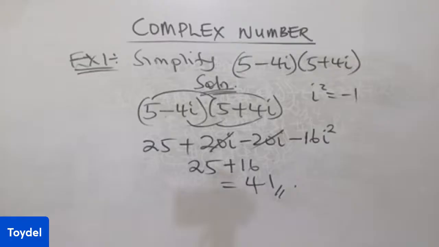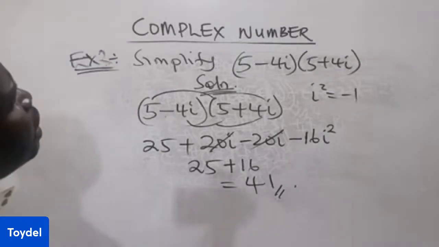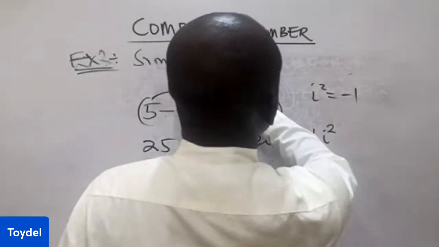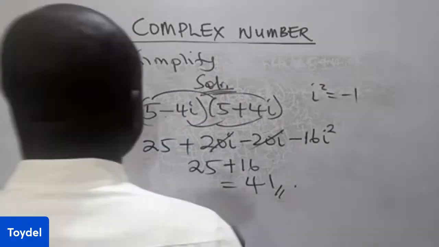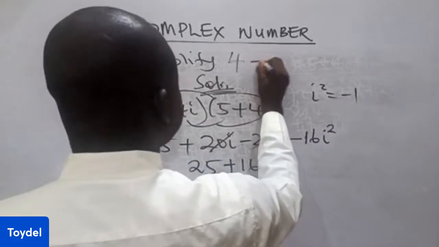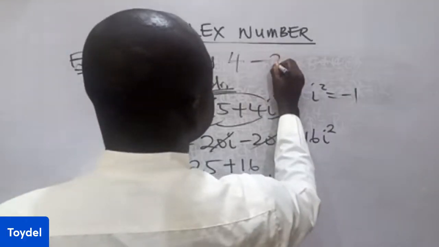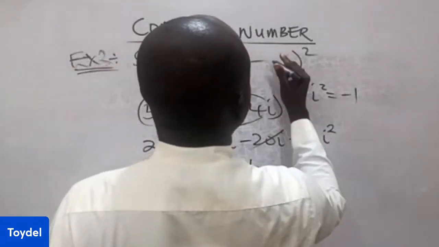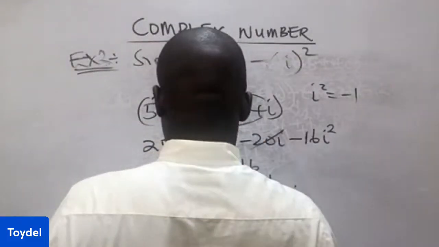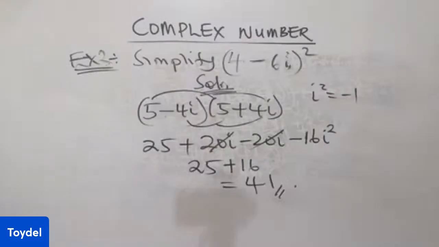Then let's take one more example under multiplication, then we continue from there in our next class. So let's take another example. Here we are given, we have to simplify 4 minus 3i all squared. This is what we are given. So what do we do here?